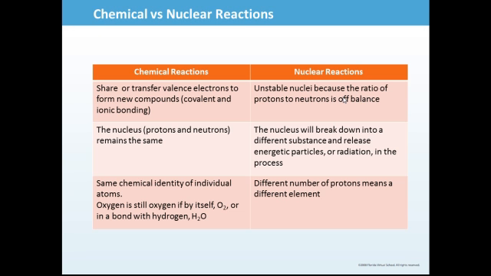Oxygen really doesn't do that too much though. Uranium can fall apart and form something else. That happens a lot more often. Different number of protons in the nucleus means a different element. Recall that your atomic number on the periodic table tells you how many protons you have, and it tells you the chemical identity.